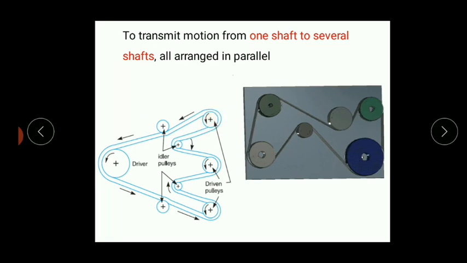You can see here in this GIF image how multiple pulleys are run with the help of a single driving pulley. All the 1, 2, 3, 4, 5 and 6 pulleys are running, whereas 1 is the driving pulley and all the remaining 5 pulleys are the driven pulleys.